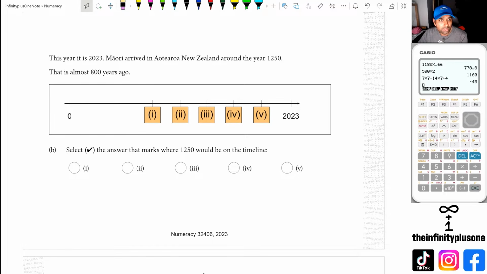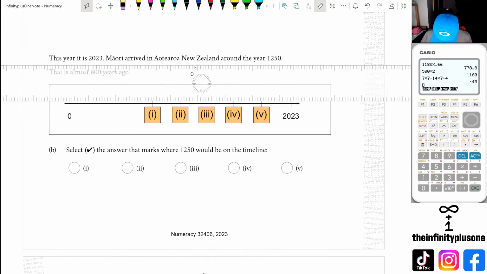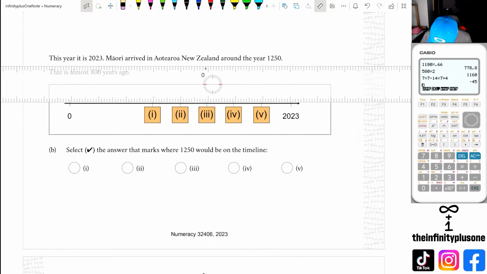So we've got the year is 2023. What is it? Around the year 1250. That's almost 800 years ago. And the tick mark for where 1250 would be on the timeline. Now, this is a bit of an estimation thing, right? So if you think about it, half of this distance is around 1011. So the way you could roughly do this, if you had a ruler, you'd probably just measure it and get a ratio of it. This is not really a nice ruler, but I'm going to try and see if I can get a gauge of this.